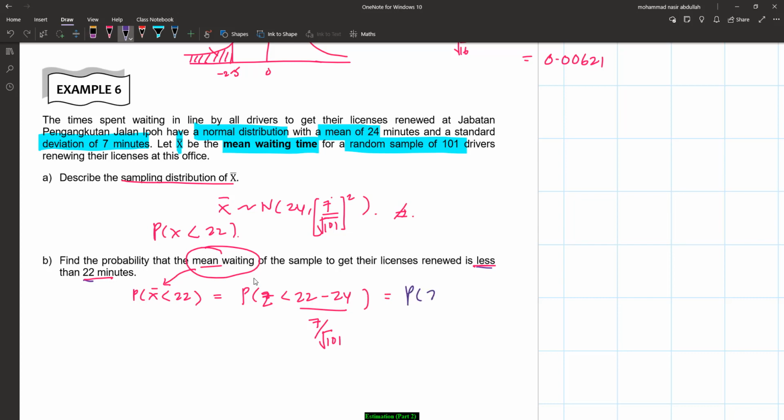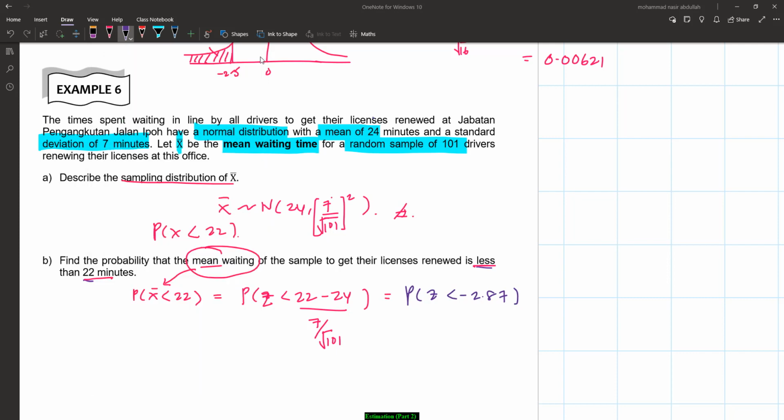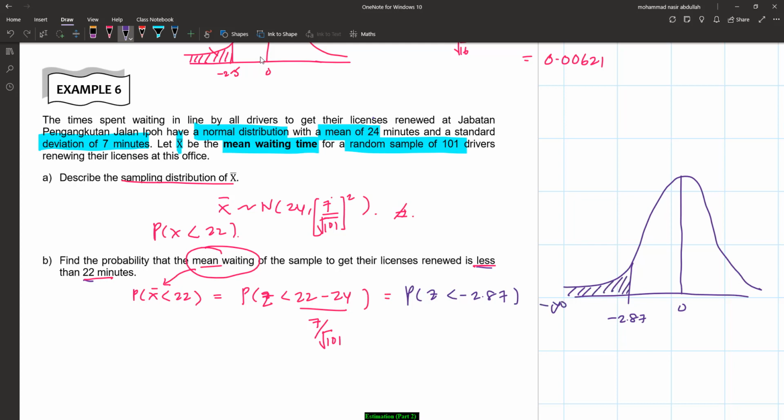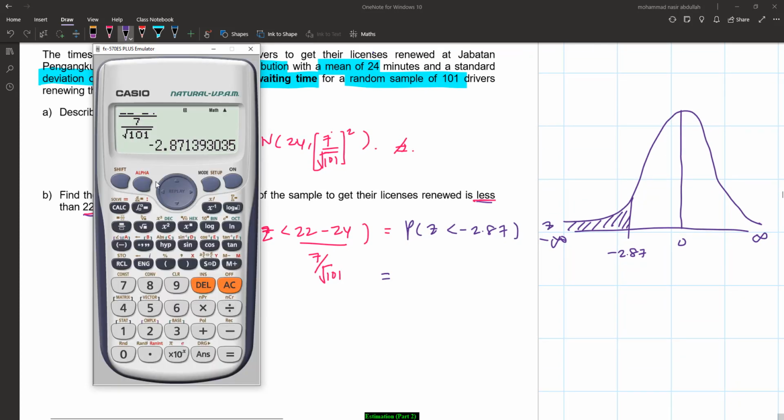So the probability of Z less than negative 2.87. This is the area that we want to find. The area will be to the left. So this is 0, and negative 2.87. This is the area that we want to find. This is from negative infinity to infinity, and this is Z. By looking into the statistical table. If you don't use the statistical table, it is also possible.